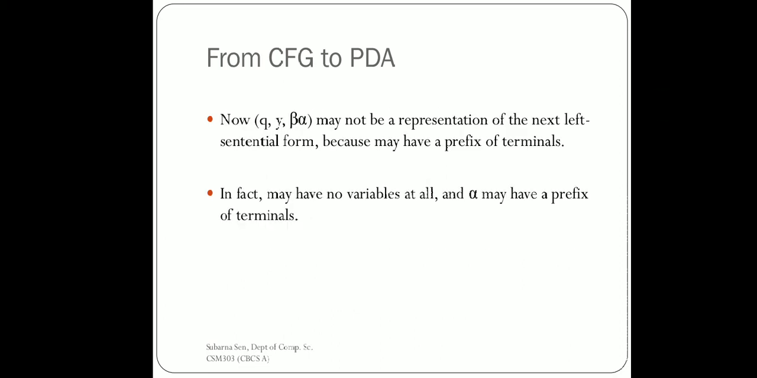Okay, now we have this one, q y beta alpha. This may not be a representation of the next left sentential form because it may have a prefix of terminals, right? And so we have to work on how to represent it in the form of a left sentential form. In fact, it may have no variables at all, and alpha may have a prefix of terminals. So whatever the different situations can arise, this has been written here, nothing else.